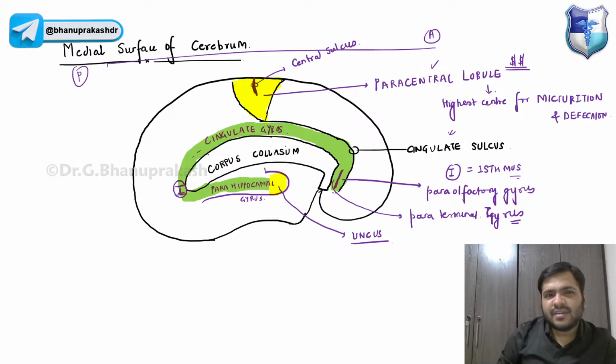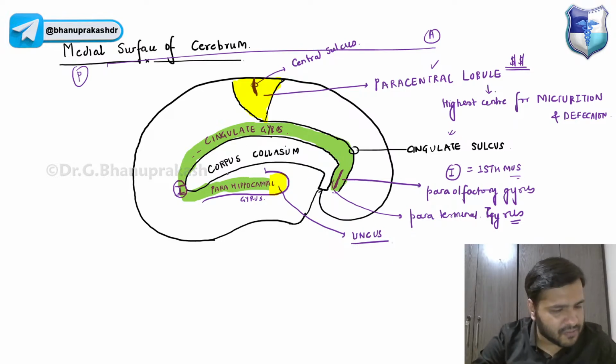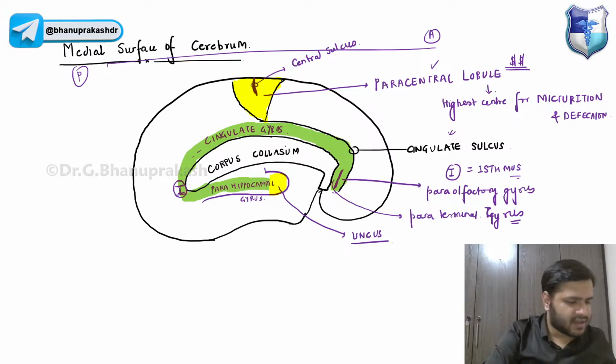Now, the areas which are encircling the corpus callosum: we have the paraterminal gyrus, the paraolfactory gyrus, the cingulate gyrus, the isthmus, and the parahippocampal gyrus, which anteriorly presents this uncus. So these are all the gyri, guys, which are encircling this corpus callosum. That is something you have to remember over here.